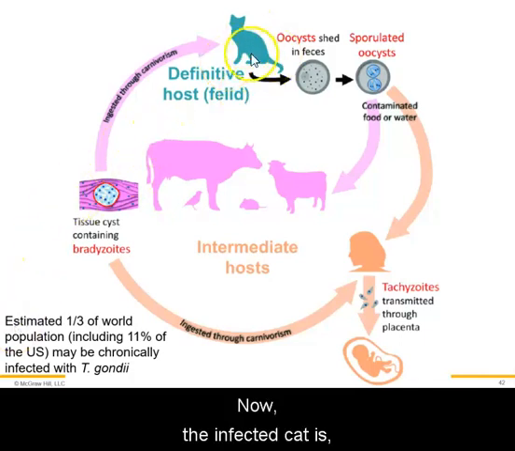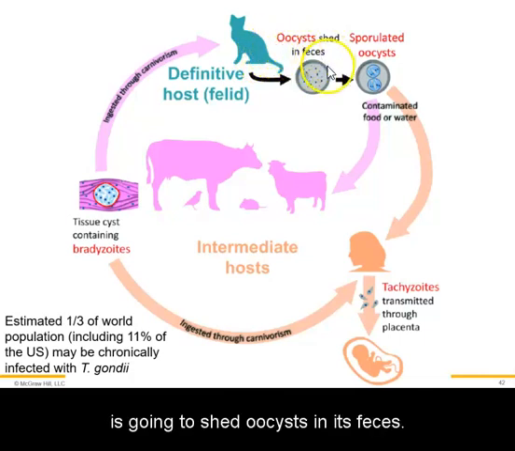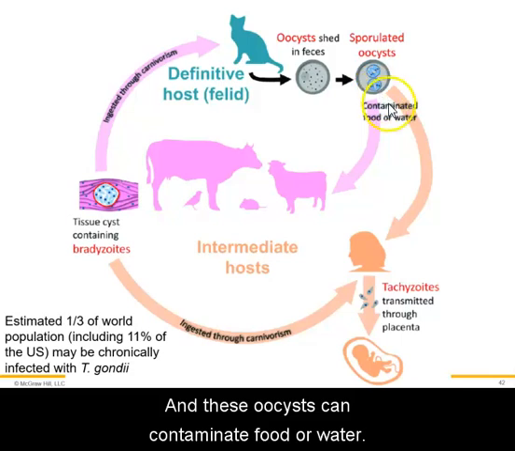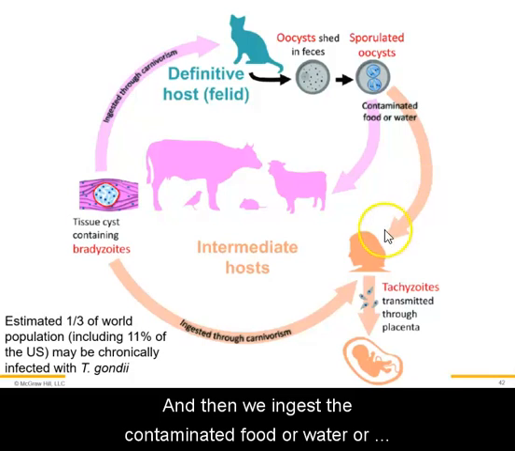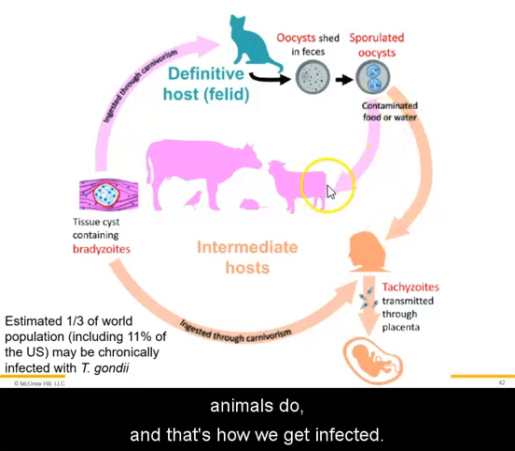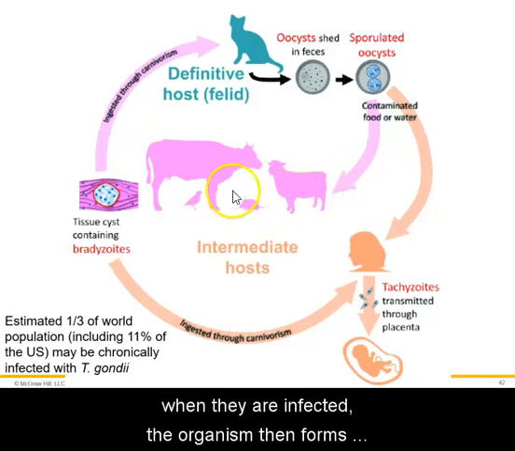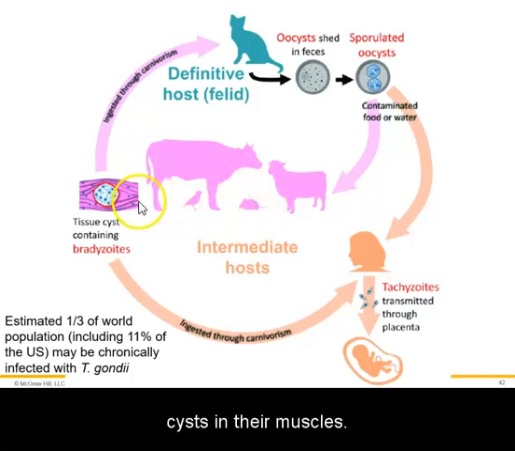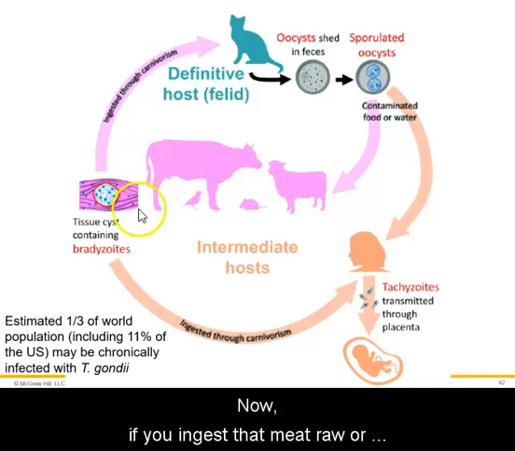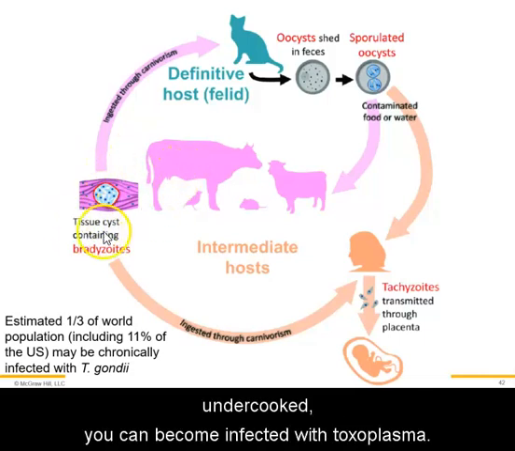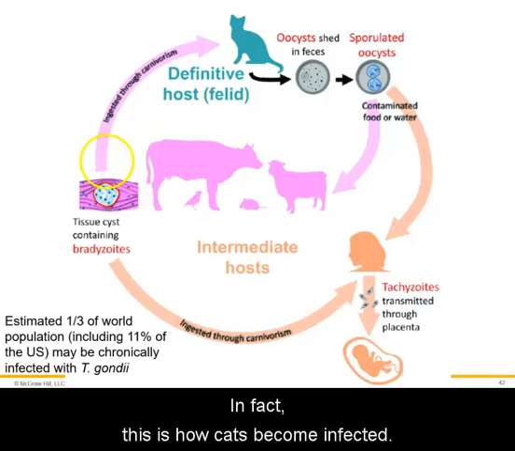Now, the infected cat is going to shed oocysts in its feces, and these oocysts can contaminate food or water, and then we ingest the contaminated food or water, or animals do, and that's how we get infected. Now, in an animal, when they are infected, the organism then forms cysts in their muscles. Now, if you ingest that meat, raw or undercooked, you can become infected with toxoplasma. In fact, this is how cats become infected.